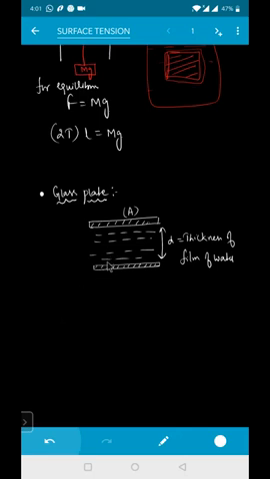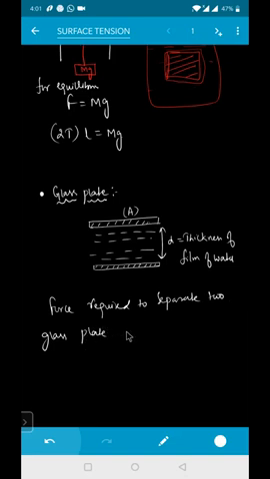The force required to separate these two glass plates will be equal to how much? Force required to separate two glass plates is F equals 2T into A divided by d. This is the force. F is equal to how much for me? 2 into T. What is T here, beta? Surface tension. A is area of cross section, and d is what? Thickness. Thickness of the film.